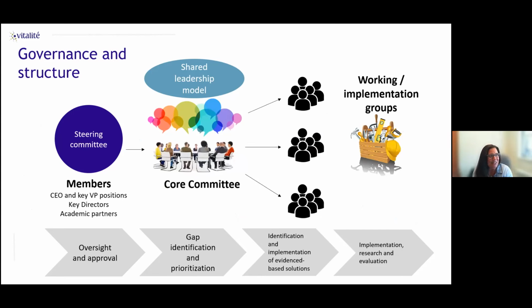So to establish all of this, we built a governance and infrastructure to support all of this. So we had a steering committee that was really members of the highest levels of leadership. So the CEO, key VP positions, key directors, academic partners. So the idea was to talk about this and to have it ingrained at the highest level of the organization.